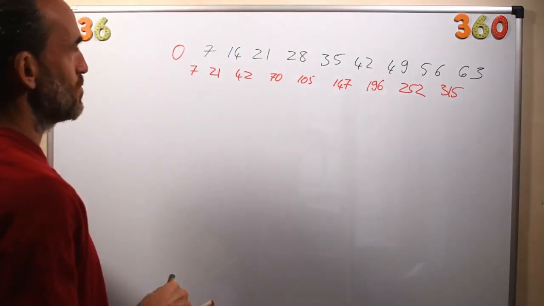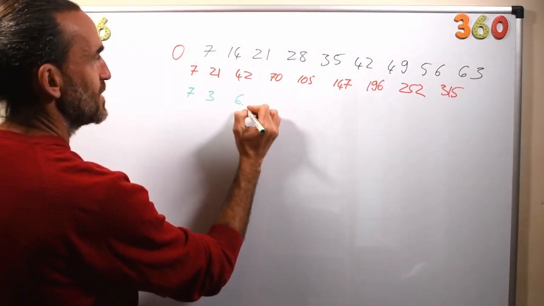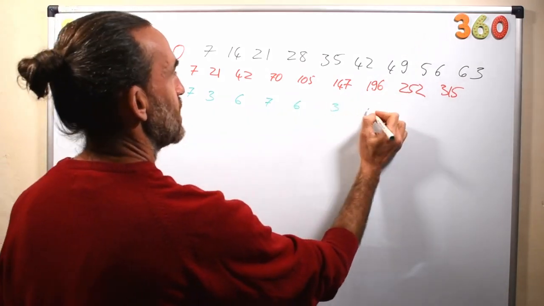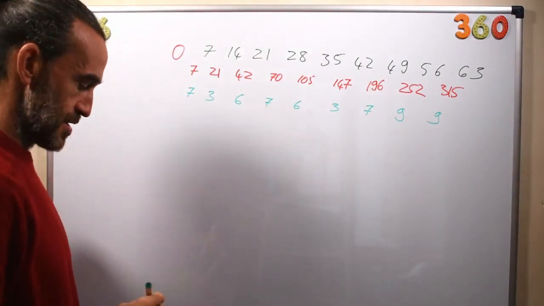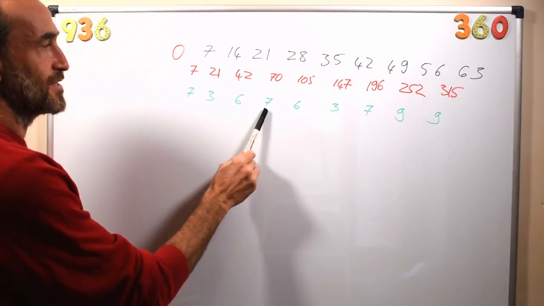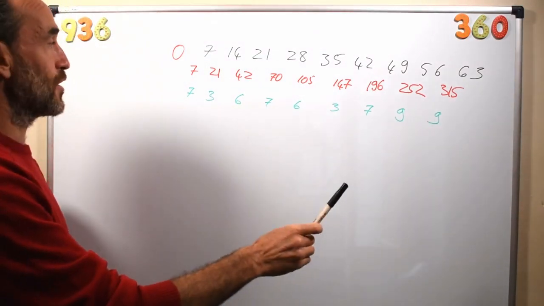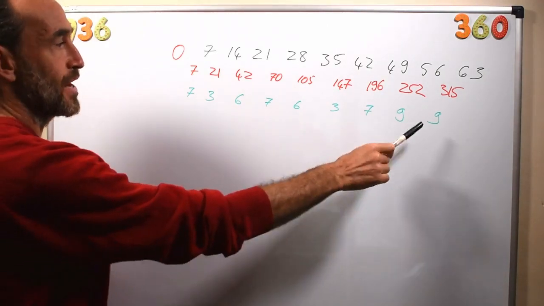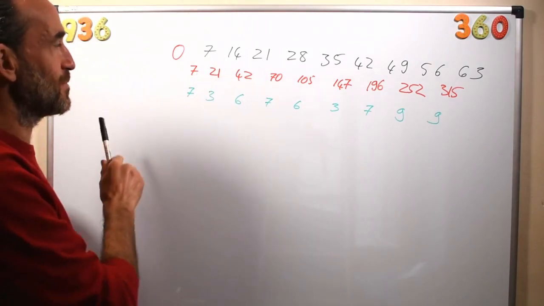Okay, root numbers. Let's do the root numbers. 7, 3, 6, 7, 6, 3, 7, 9, 9. So it's the same again. It's 7, 3, 6, 7, 6, 3, 7, 9, 9. So the last time it was 4, 3, 6, 4, 6, 3, 4, 9, 9 because we were dealing with the 4 times table. Now we're dealing with the 7 times table.